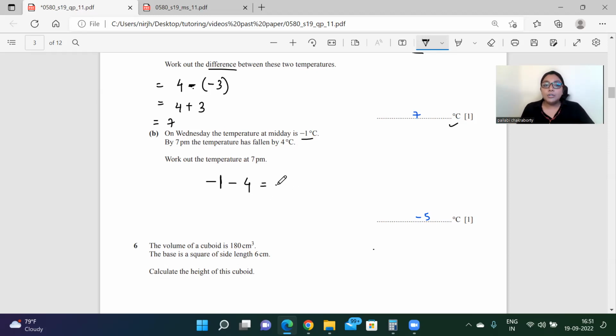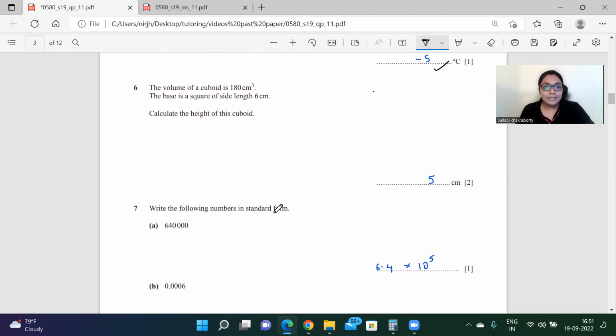So where do you reach? You reach -5 degrees Celsius. That's your answer. You can also solve this by number line. But again, as I said, for big numbers, the number line doesn't work. Moving on to the next part.